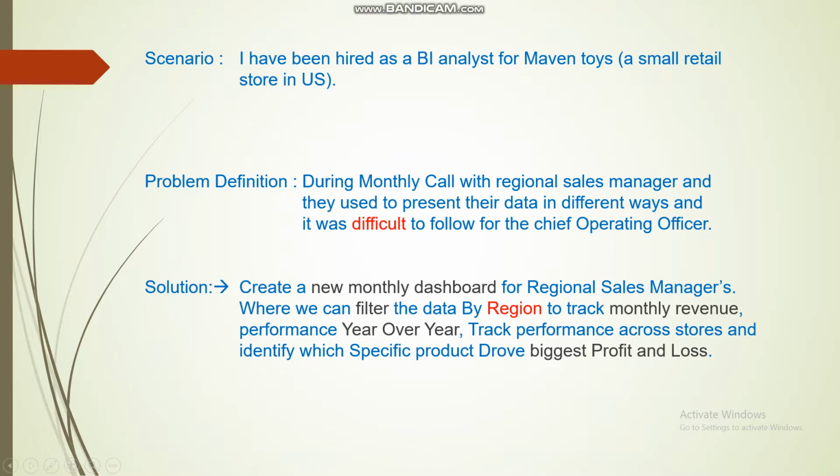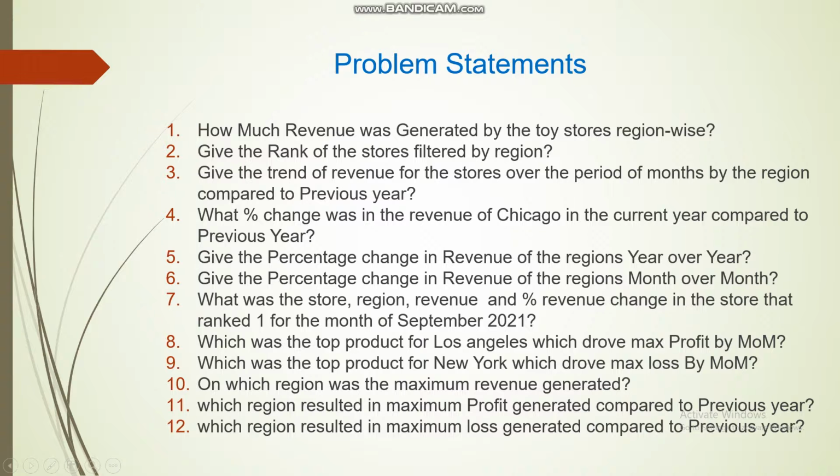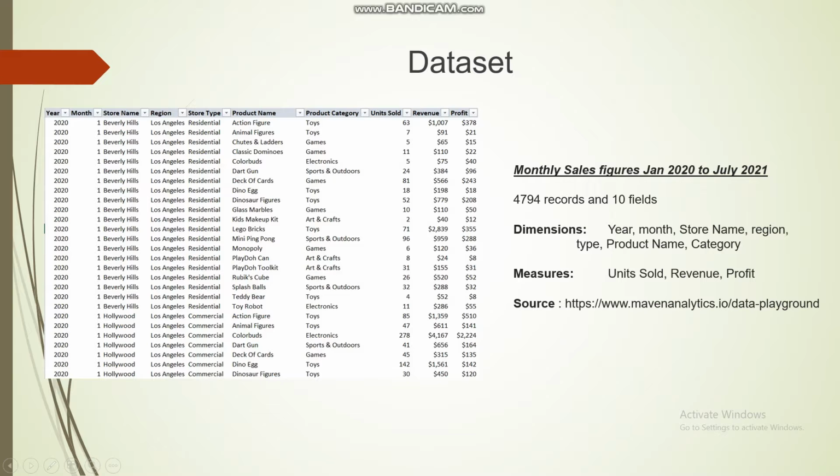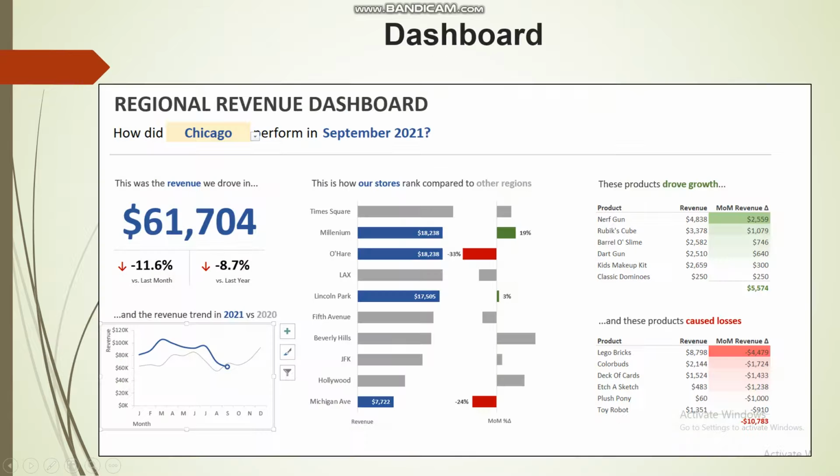This is the problem statement. And as a solution, we have to create a new monthly dashboard for regional sales managers where we can filter the data by profit and loss. These are the problem statements we'll be working on, creating our visuals and finally the dashboard. This is the dataset which I found from Maven Analytics. There are around seven dimensions and three measures, roughly 4,800 records, and 10 fields.